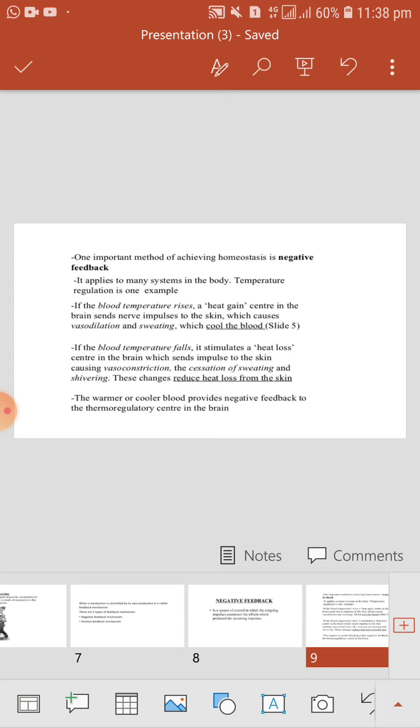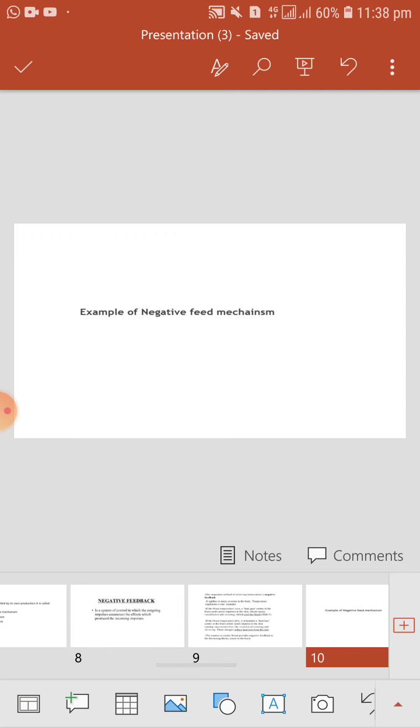If the blood temperature falls, it stimulates a heat gain center in the brain, which sends impulses to the skin, causing vasoconstriction, cessation of sweating, and shivering. These changes reduce heat loss from the skin. The warmer or the cooler blood provides negative feedback to the thermoregulatory center in the brain.